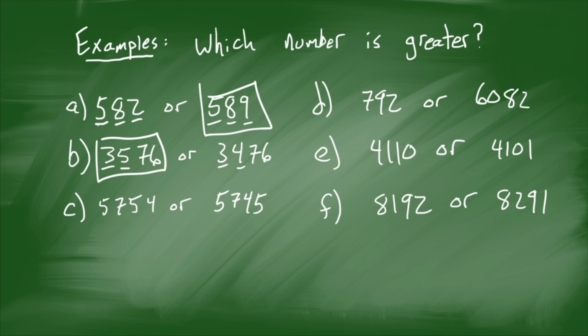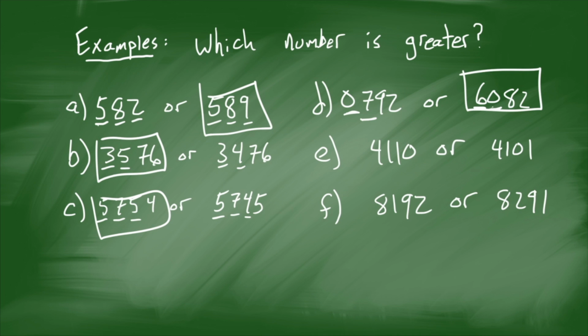C, we can see here we got 5,000, 5,000. 700, 700. 50, 40. So 50 is greater than 40. D, 792 or 6,082. If we look here at this part, we have 7, which is greater than 0, but there's one place value higher here, which technically there's a 0 there. 6,000 is greater than 700.